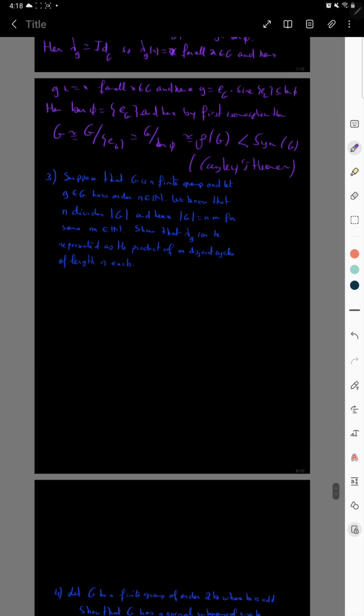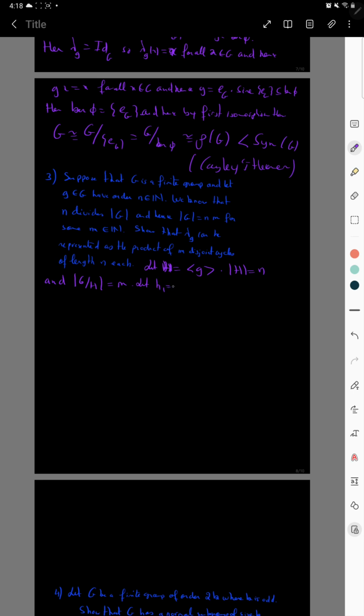Okay. Now suppose that G is a finite group and let g in G have order n. We know that n divides the order of G and hence the order of G is mn for some m and n. Show that lambda_g can be represented as a product of m disjoint cycles of length n each. Okay, so here, you start with, I gave a hint afterwards to look at the cosets of this subgroup. So let H be the subgroup generated by g. H has order n since g has order n. And the size of the set of left cosets is m. So there are m left cosets.